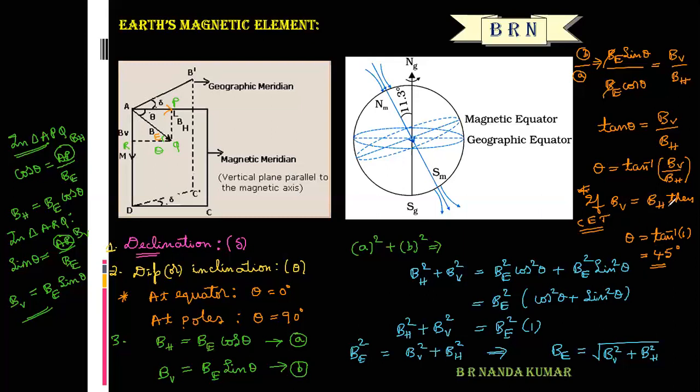This is the mathematical expression for dip in terms of horizontal and vertical component of Earth's magnetic field, and this is the mathematical expression for Earth's magnetic field in terms of horizontal and vertical component of Earth's magnetic field. So these two equations are very important.